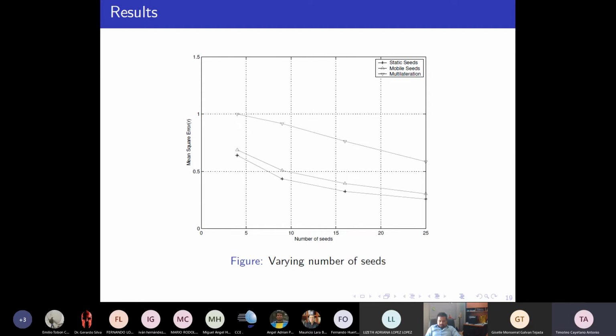And finally, we have varied the number of seeds, and as intuition tells us, again, if we increase the number of seeds, the performance of our algorithm is better. And of course, the multilateration algorithm is worse than ours.